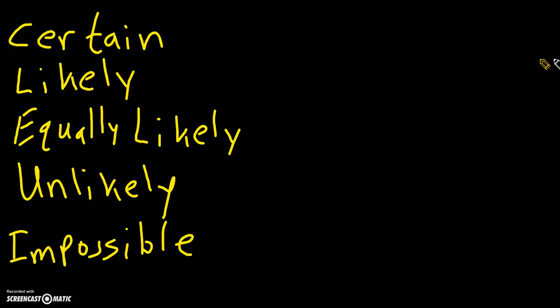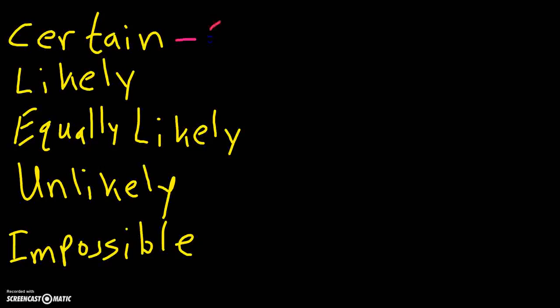Okay, so we're going to start today by reviewing our probability vocabulary. And I've got our 5 terms that we really need to know written out. So we'll start with certain. Certain means it definitely is going to happen. There's no possible way that it can't.